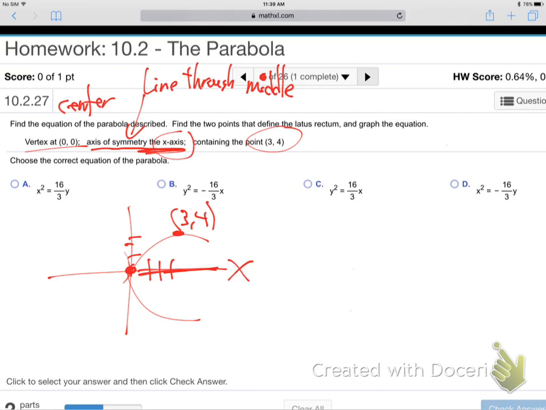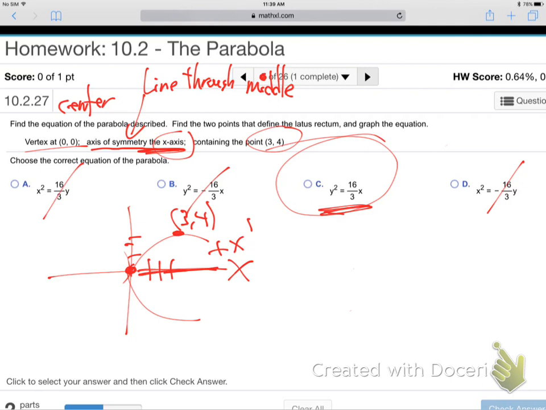Can you tell which one it is? So this is the positive x direction. Which one has positive x to the first power? Only C. We're done. I don't even need to mess around with the numbers. That's the only one with positive x. This one has negative x. This one has y to the first. The only one with positive x to the first power is C. Good?